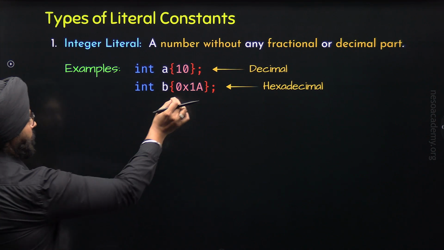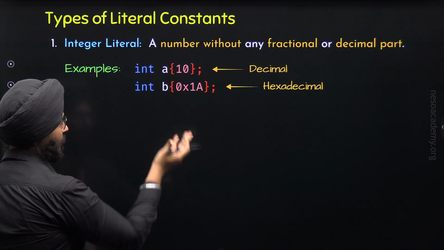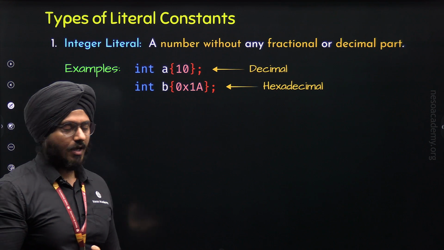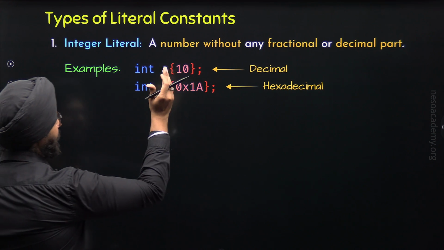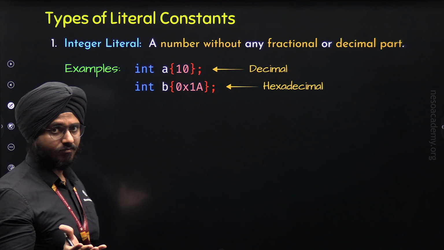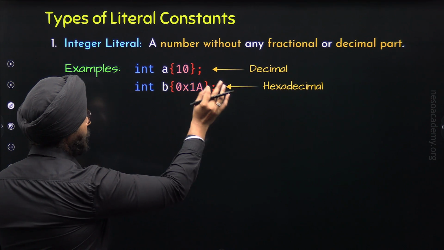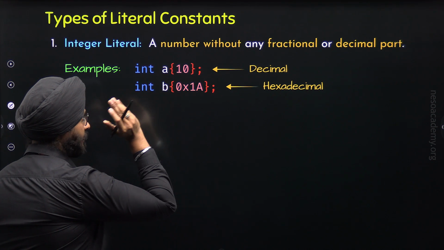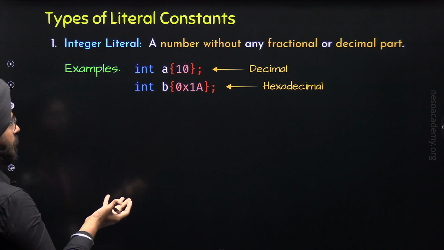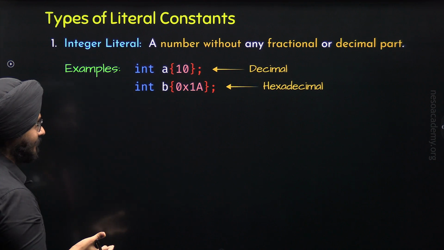Here I have this number 1a. A represents the value 10 and 1 is 1. So this is the hexadecimal number. Now we can easily convert this hexadecimal number to its equivalent decimal. You can do this on your own. I hope you already know this. 1a in decimal is 26. You can verify this on your own. So with this, we learned the hexadecimal notation as well. Through this notation, we can represent an integer.